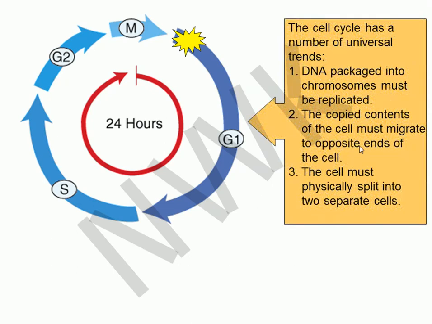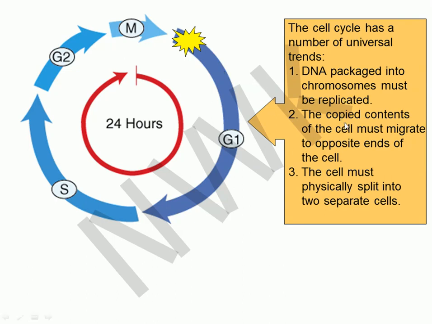First of all, the cell cycle has a number of universal trends. The first one, the DNA packed into chromosome must be replicated, which means the chromosome must be replicated to double its genetic material. What is the purpose of doubling its genetic material? Or you can say doubling its DNA amount. The purpose is so that an equal amount of genetic material can be distributed to each newly formed cell.